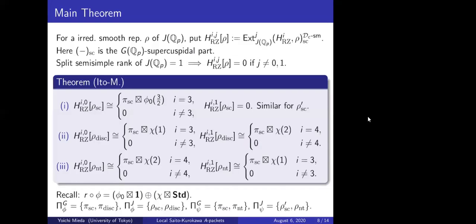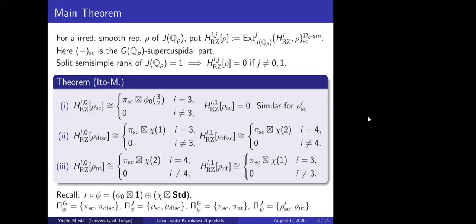The third case is a non-tempered case. This case is interesting because there's something outside the middle degree. If i is equal to 4, then this Hom space is isomorphic to the tensor product of pi sc and this chi. So these are very similar, but the degree is different. And the first extension group can be described like this.